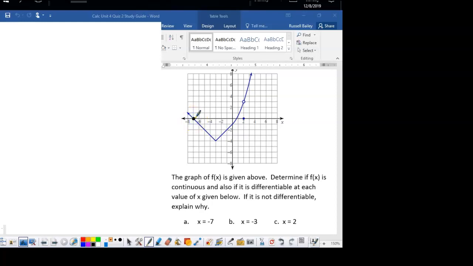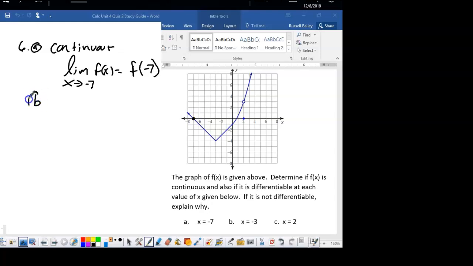Well, I see that there are no holes, no gaps, no jumps, no cusps. So you guys got to remember that would mean it's continuous basically. So for 6A, it's going to be continuous, and our reason for that is because the limit exists, and so does the function, and they are the same thing at that point. They're both 0. So it's continuous because of that.